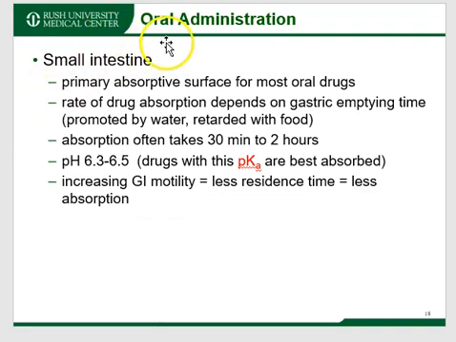The next phase of oral administration that the drug can encounter is, of course, the small intestines. And it's really the primary surface for a lot of the orally administered drugs. And of course, the rate is also dependent upon a few physiologic factors that can change from day to day. And the absorption here can take anywhere from 30 minutes to up to 2 hours in patients that have kind of a slow GI process.